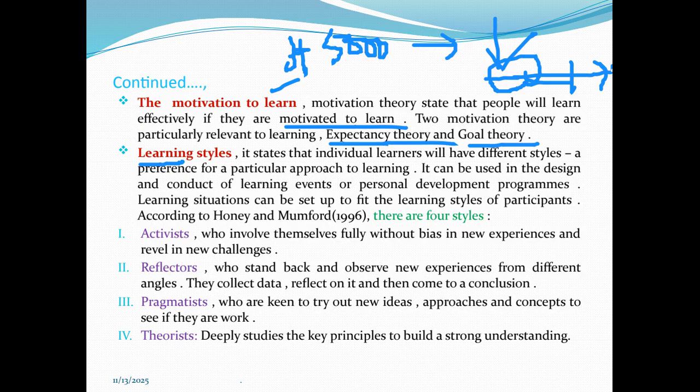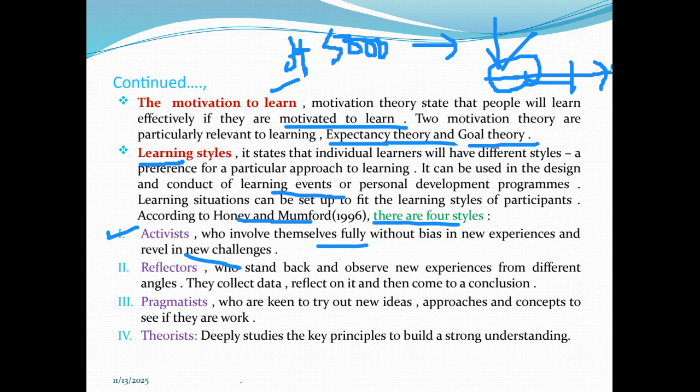People have different learning styles, so this can be used to design and conduct learning events, keeping in view the different styles of individuals. Honey and Mumford, 1996, gave us 4 learning styles. According to one learning style, people or employees are activists who involve themselves fully without bias in new experiences and new challenges. They are bold enough to go and experiment with new things.